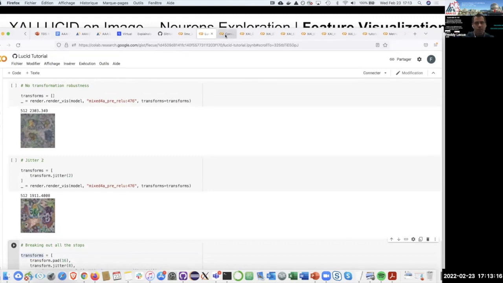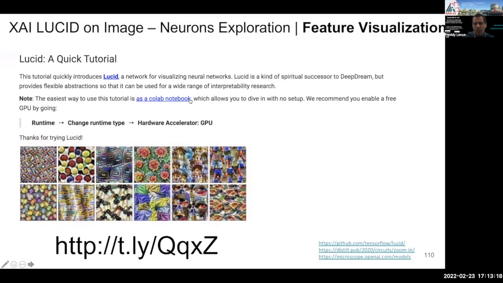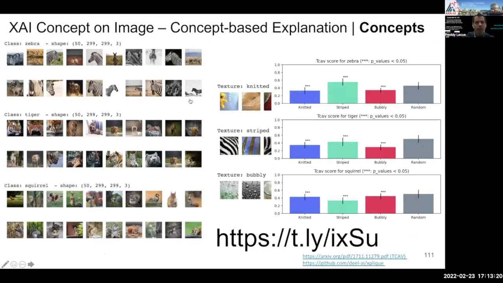Okay. Can we move to another one, which is on XAI concepts on images? It's concept based. It's the work from Google I mentioned earlier. Here you have the class zebra, and you capture different textures. You can see that the texture of type striped is kind of representative of zebra, and this is what we mean here by concept.